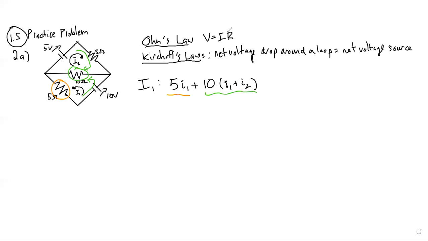And that has to be equal to that battery source, which is going to be 10 volts. So we can rewrite this equation a little more nicely and say basically 15I1 plus 10I2 equals 10. And I can reduce this right now and just say 3I1 plus 2I2 equals 2, just by dividing the whole thing by 5.